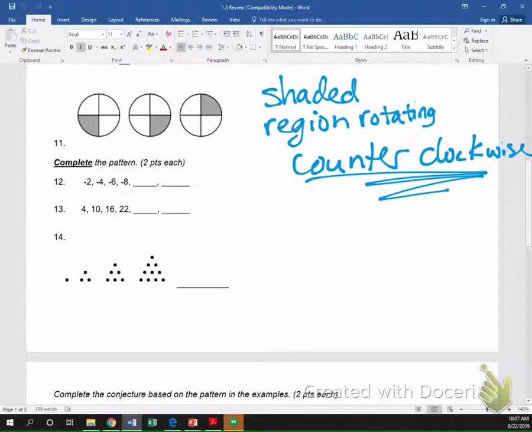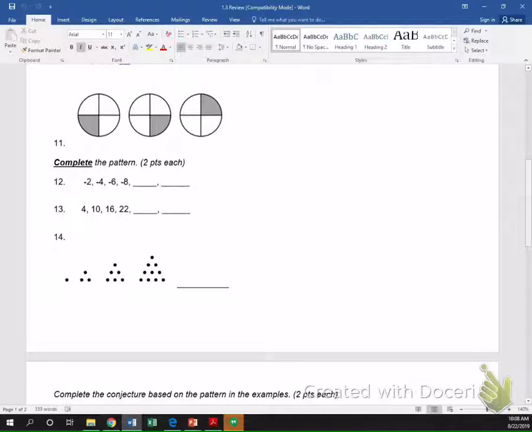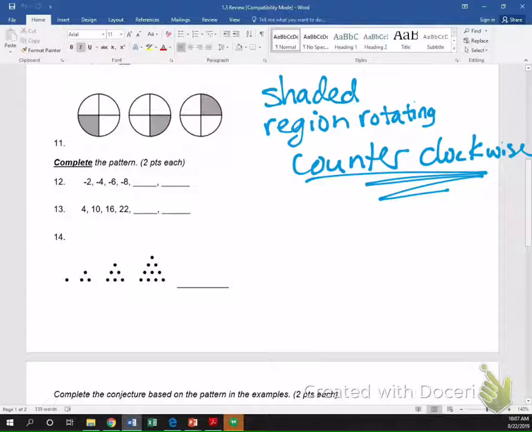All right, number 12. This is where it comes a little more naturally. We are just completing the pattern. So, -2, -4, -6, -8, -10, -12. It looks like you're just going more into the -2 spots, or 2 numbers each time. Okay, 4, 10, 16, 22, 28, 34.